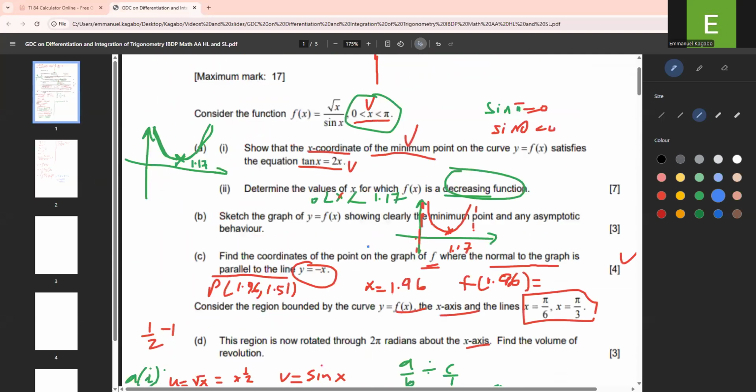Wow. One more time, we check the question. 17 marks. That's a paper 2 question. GDC is very important, vital, and very crucial. So you need to learn how to use your GDC. I'm planning to do 2 more questions on how to use your GDC.